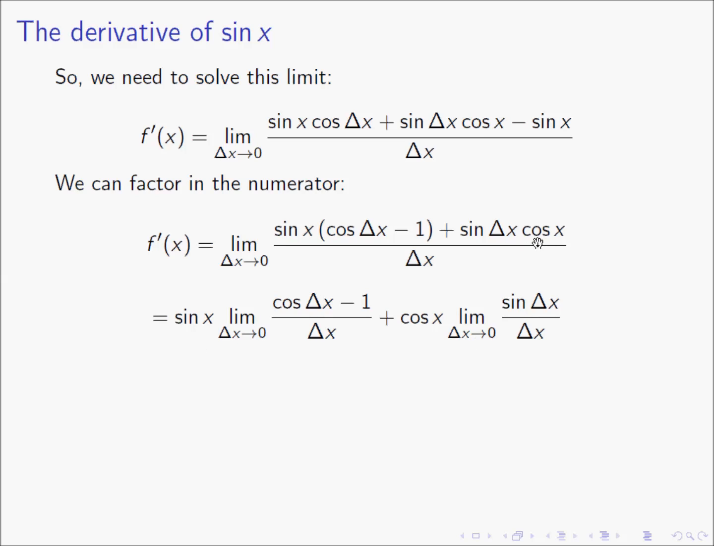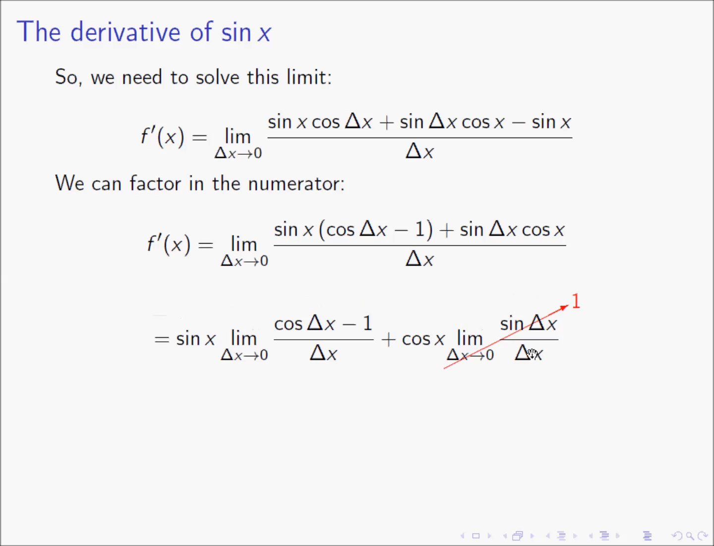Now we do the same with cosine of x. We take it out of the limit sign. And here we have something interesting. We have the limit as delta x goes to 0 of sine of delta x over delta x. And we know that this limit equals 1. We prove this using the squeeze theorem. This is the fundamental trig limit.